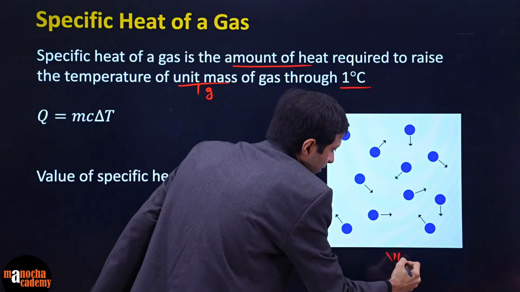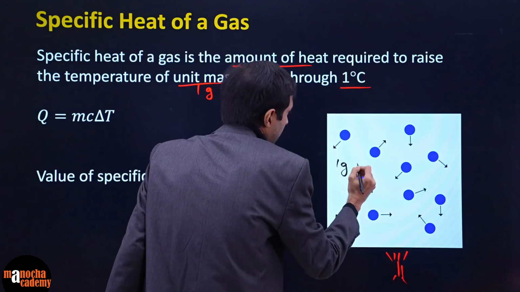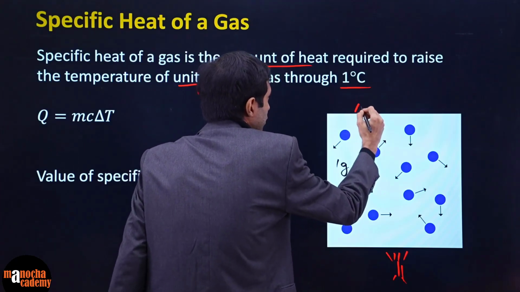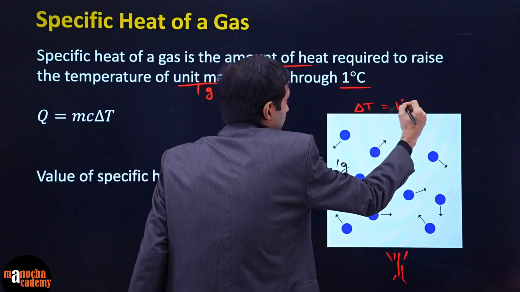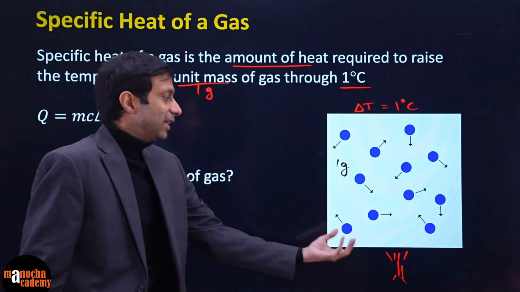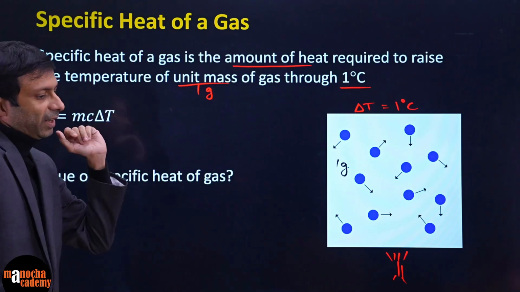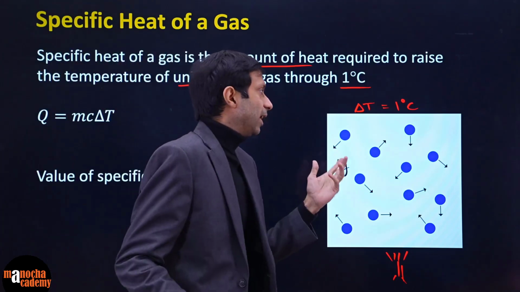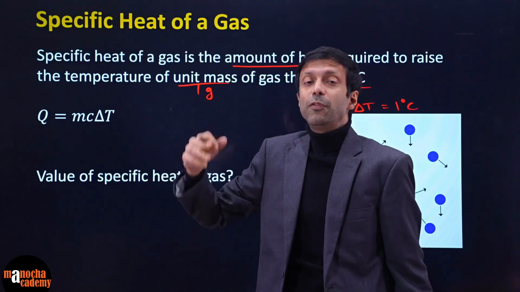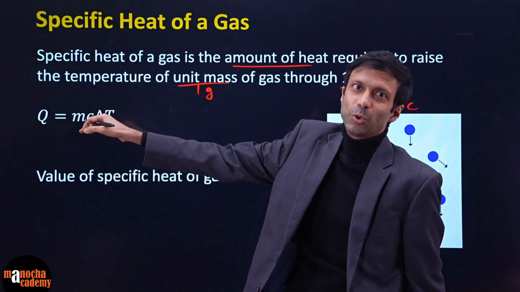So I have a gas. Let's say I've taken 1 gram of the gas and I want to increase the temperature. Note here, it is the increase in temperature, delta T, not the actual temperature, the change in temperature. We want to heat it by 1 degree Celsius. Then the amount of heat supplied is equal to the specific heat. If instead of 1 gram you're heating m grams, obviously it will be m times more. If you increase it by 10 degrees Celsius rather than 1, it will be delta T times more.